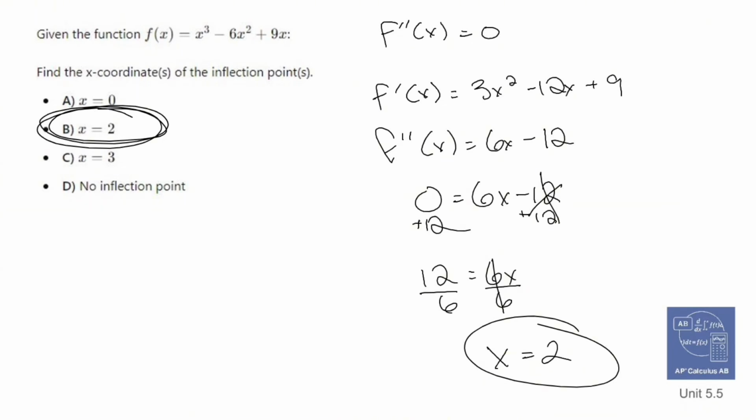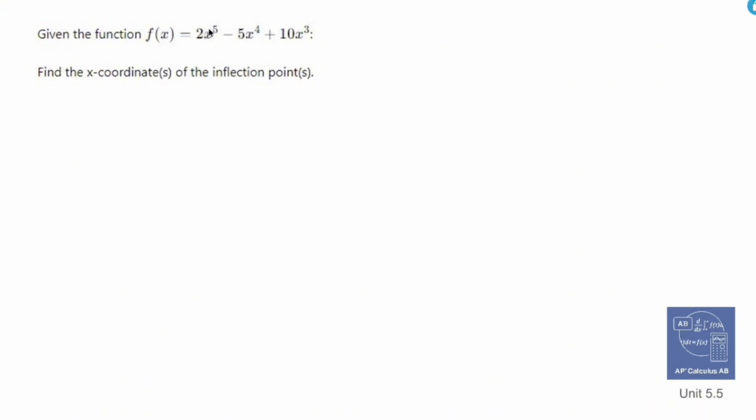Easy peasy lemon squeezy. Given the function f of x equals 2x to the fifth minus 5x to the fourth plus 10x cubed, find the x coordinates of the inflection points. Inflection points exist when f double prime, or the second derivative of x, equals 0. So we need to take the first derivative and take the second derivative, set it equal to 0, probably do some factoring, and then take it from there.